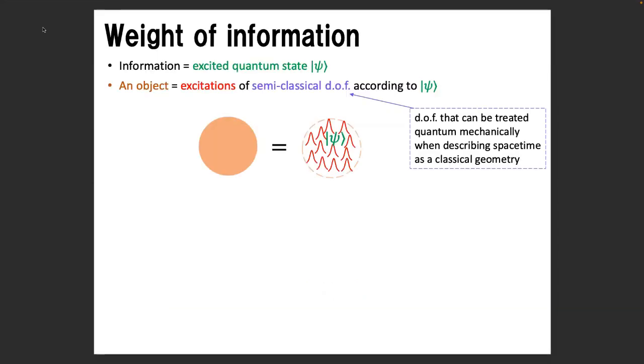In physics, information is represented by some excited quantum state psi. In the context of a semi-classical setup, any object like this is in principle a collection of excitations of semi-classical degrees of freedom according to our state psi. So in my talk, this small amount intuitively represents excitation of degrees of freedom.